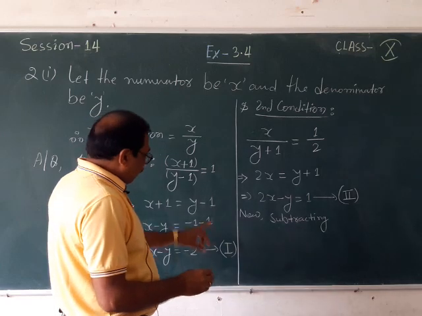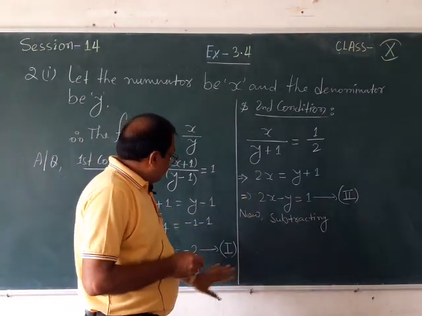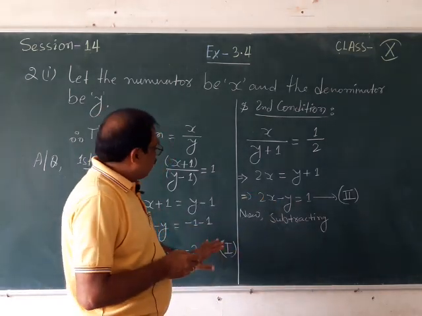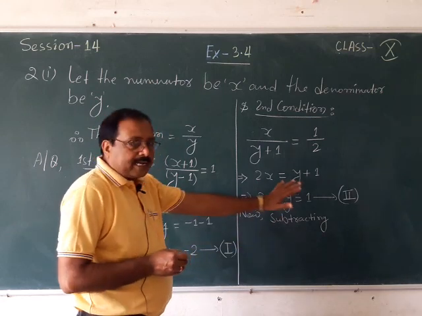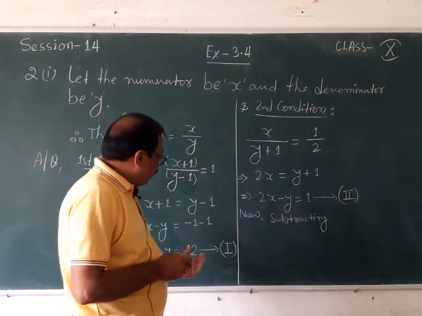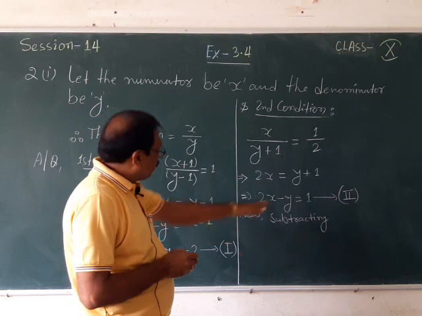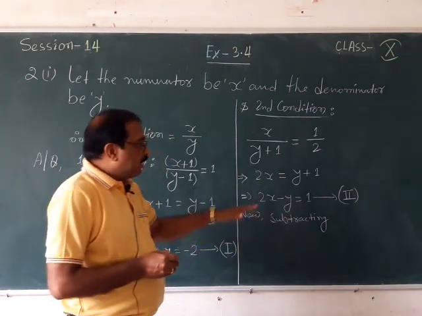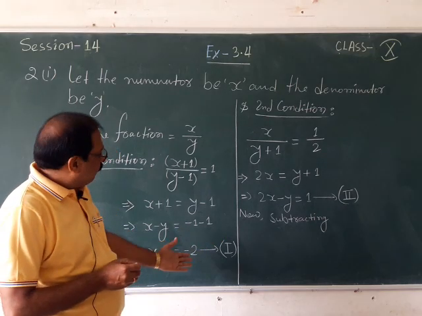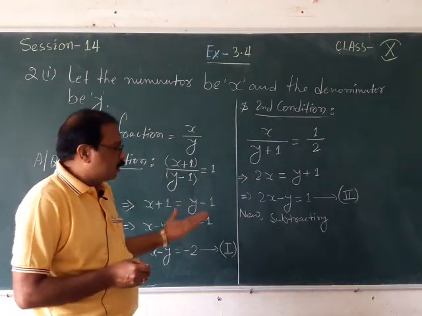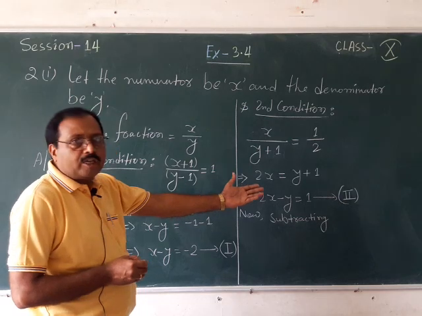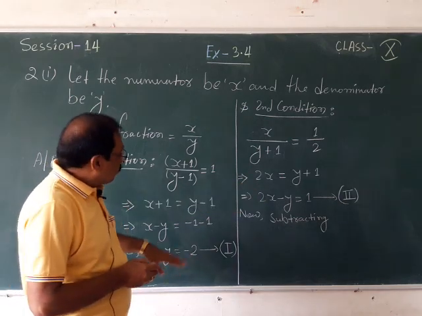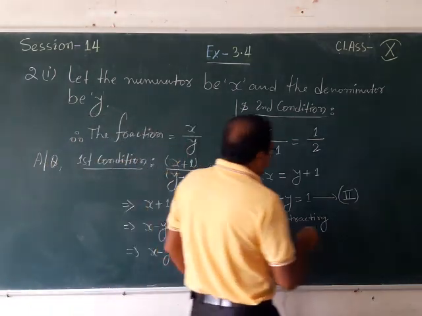Any equation we can subtract. We can subtract first from second and second from first also, the same result we will get, because our target is to eliminate y. Y can be eliminated by subtracting first from second and also second from first. It is your choice. So, subtracting first from second.